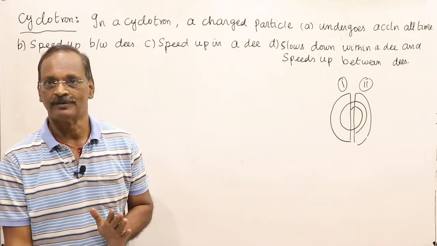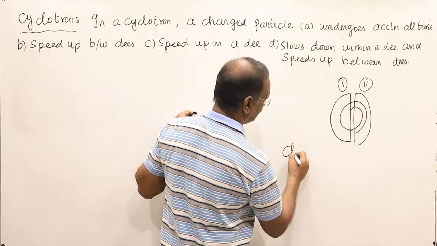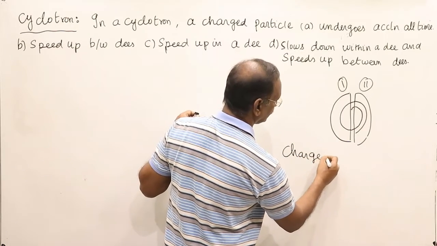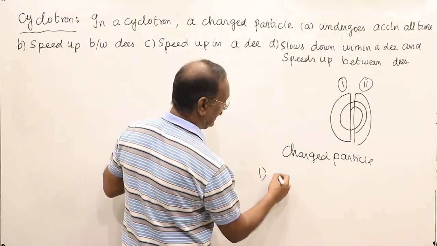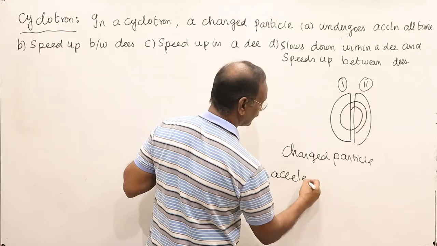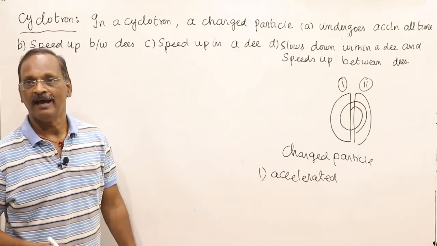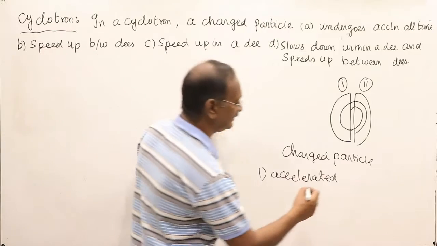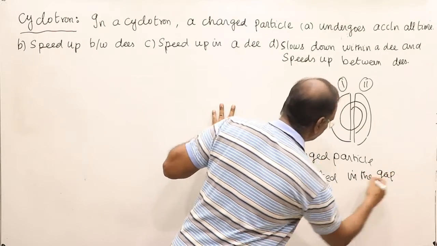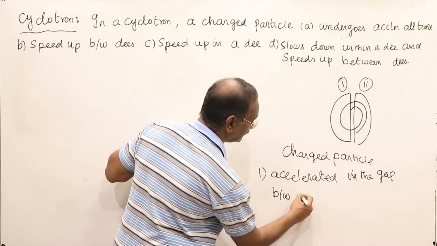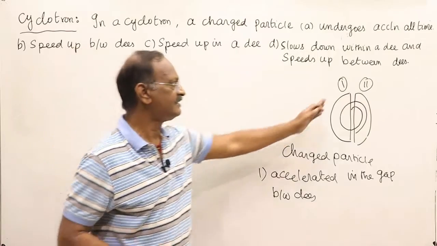Therefore, in a cyclotron, a charged particle is accelerated in the gap between the D's. Second, what happens inside the D's?